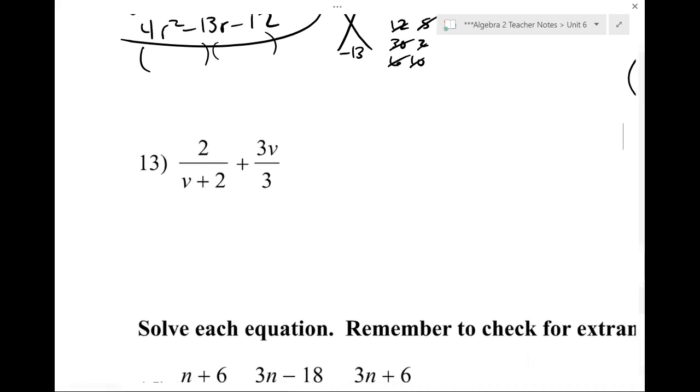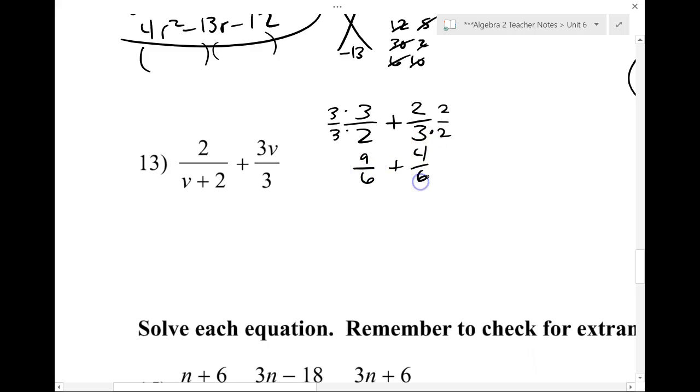Now, here's a problem where we don't have the same denominator. So we need to find the least common denominator in order to add them. So, if you remember, let's say I have 3 over 2 plus 2 over 3. Well, to make these denominators the same, if I multiply this times 2 and this times 3, then that would make them the same. And then I would have 9 over 6 plus 4 over 6. And then I have common denominators.